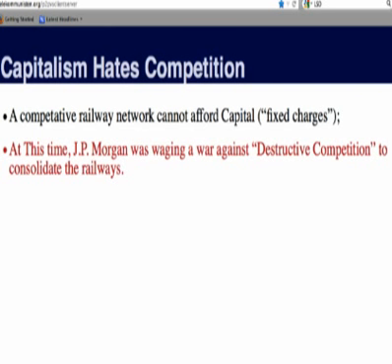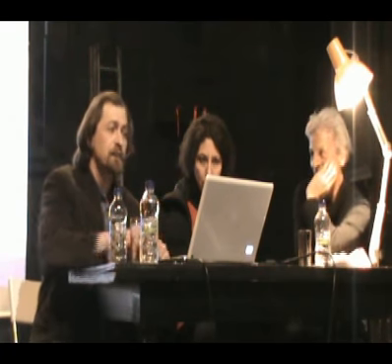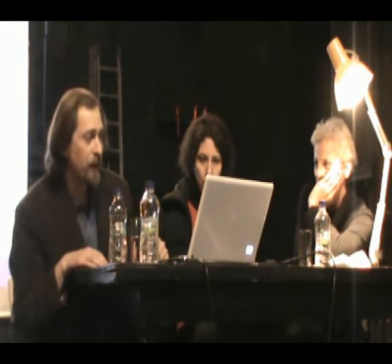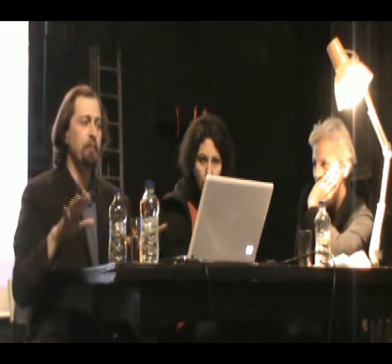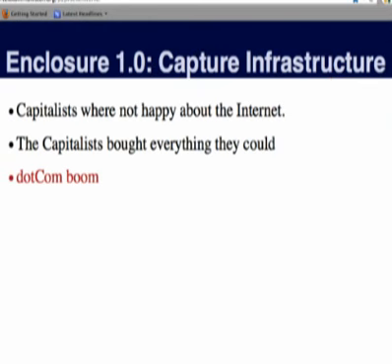So you see how much capitalists love competition to consolidate the railways, right? So with the internet, a very similar thing happened. The capitalists were not happy about the internet, right? So their reaction to it was to apply capital and simply buy everything they could. And that's what we remember as the dot-com boom.